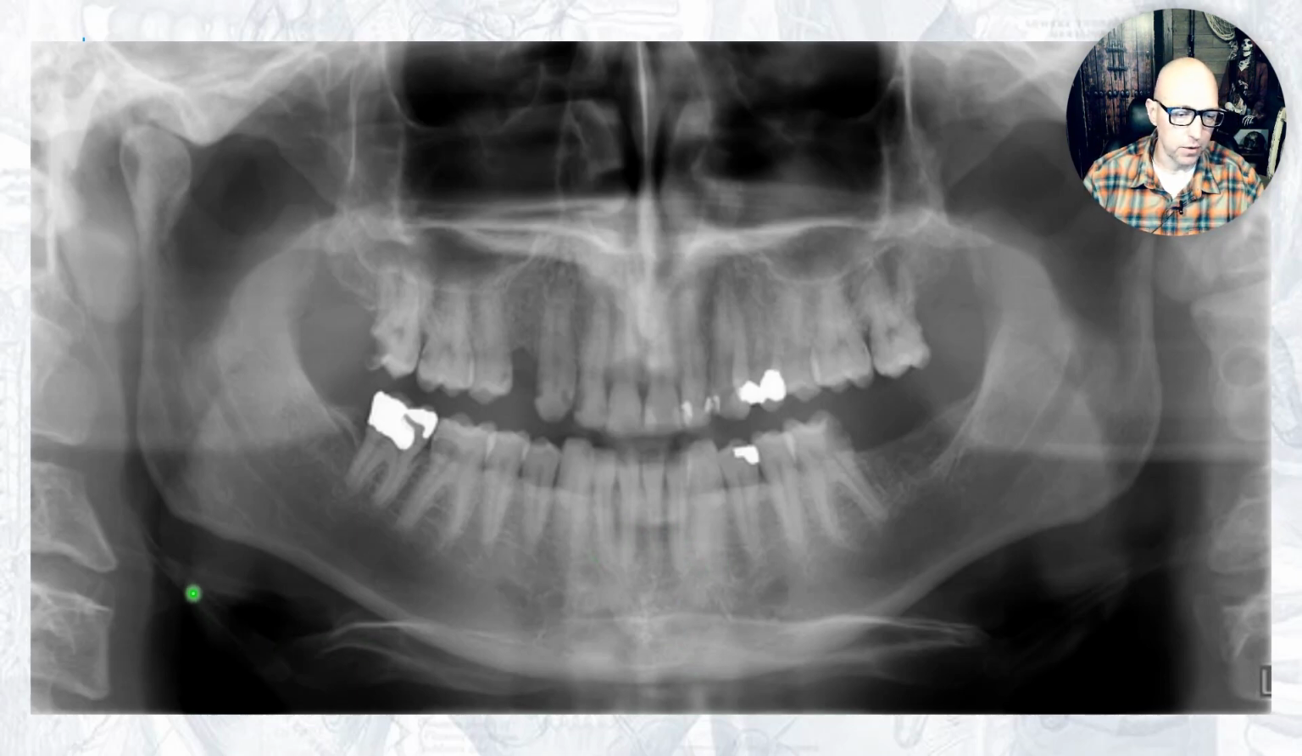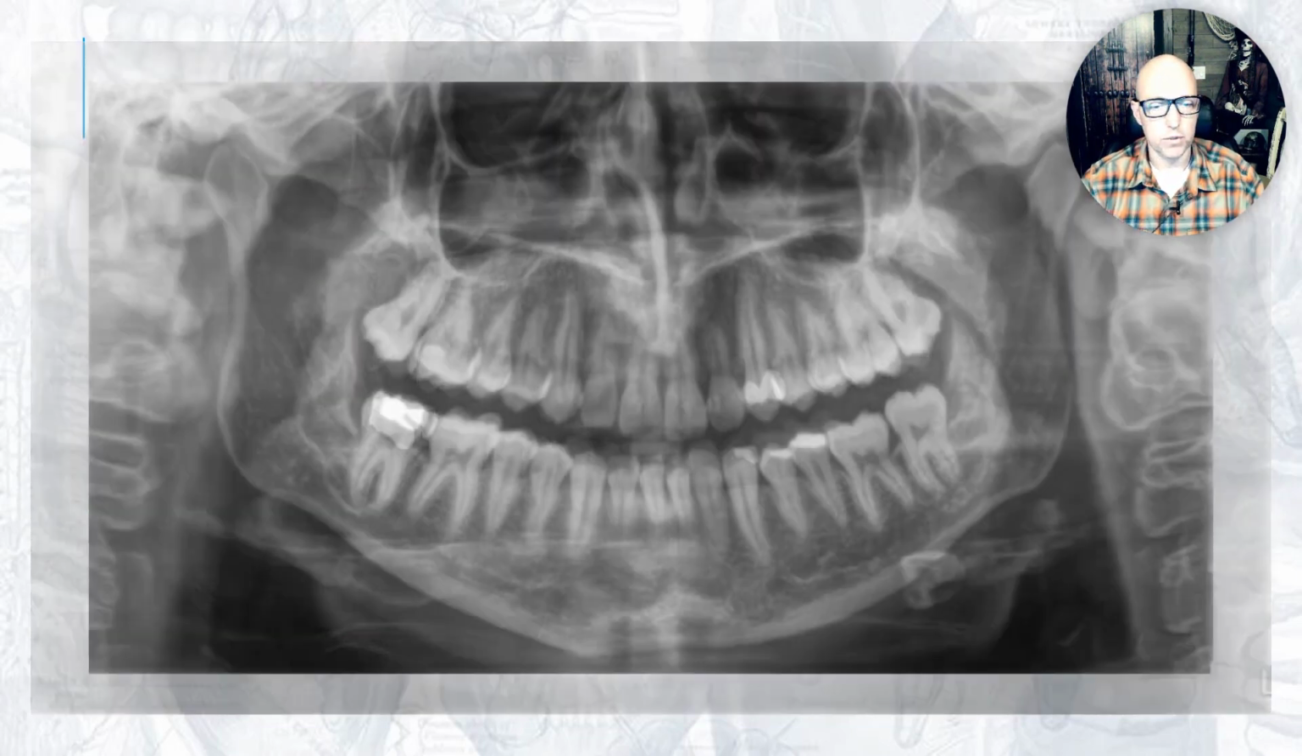Hyoid bone looks like it moved a little bit. That happens when patients swallow. Hyoid bone goes up and down. Usually you see the tongue and palate go with it as well. But that was a good example.